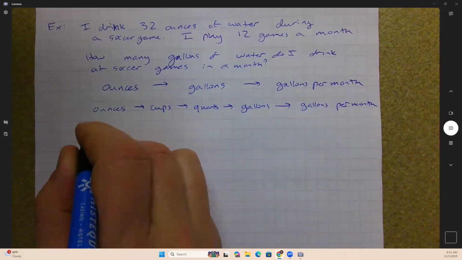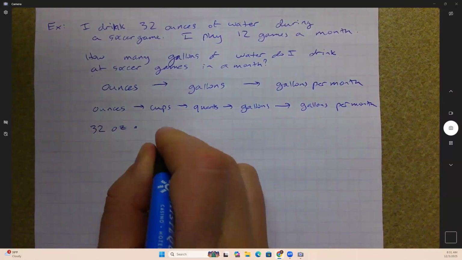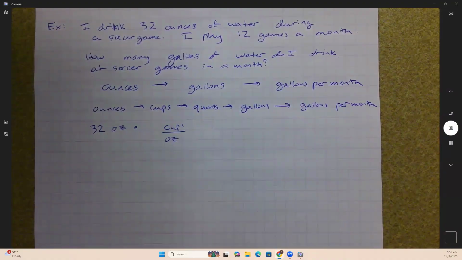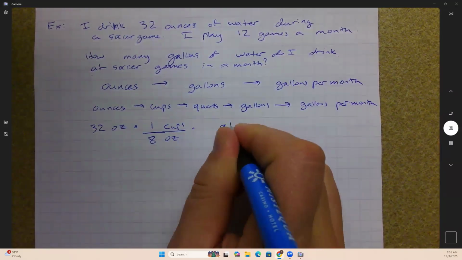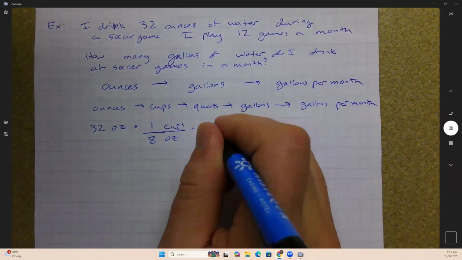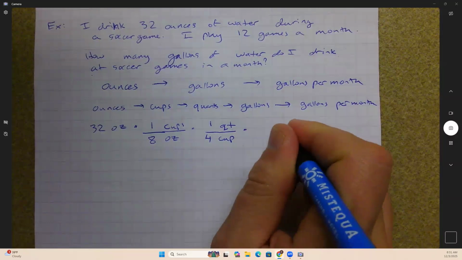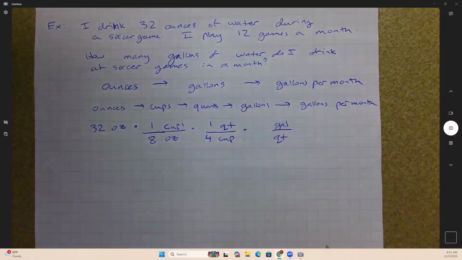Okay. So I'll start with 32 ounces, OZ for ounces. And then I want cups. So I'm going to do cups over ounces. And there's 1 cup in 8 ounces. And then I want quarts. So I'm going to do quarts over cups. And there are 1 quart in 4 cups. And then I'm going to do gallons. So I want gallons per quart.